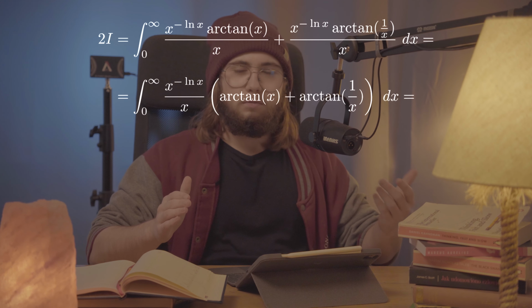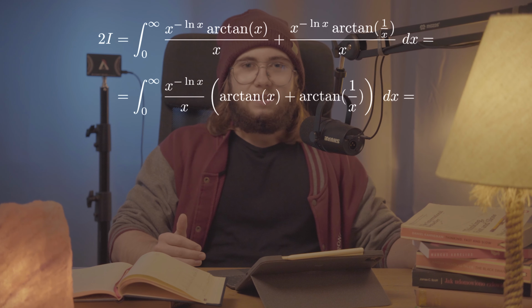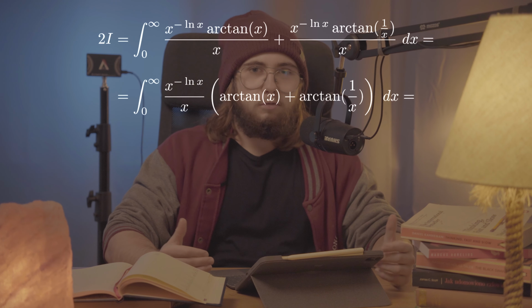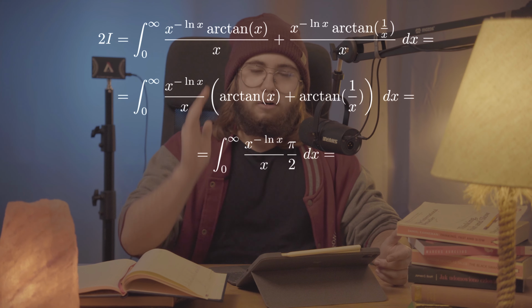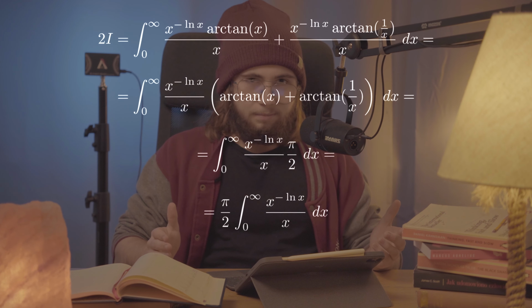But now, let me just factor out x to the negative natural log of x over x. And then in the parentheses, I'm going to be left with the arctangent of x plus the arctangent of 1 over x. Well, that's huge because arctangent of x plus arctangent of 1 over x, whenever x is a positive real number, is equal to pi by 2. So that's just a constant there. I can take it out of the integral altogether and get that 2 times my I is equal to pi by 2, this integral from 0 to infinity of x to the negative natural log of x over x. That will make my I equal to pi by 4 integral from 0 to infinity of x to the negative natural log of x over x dx.